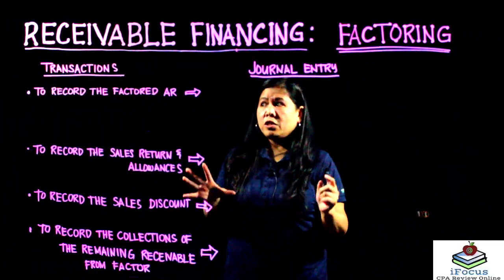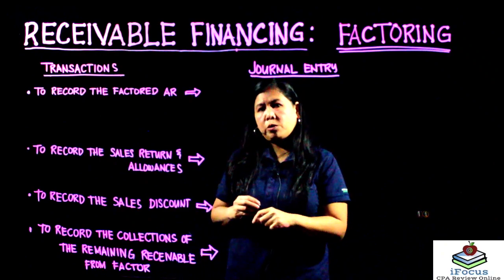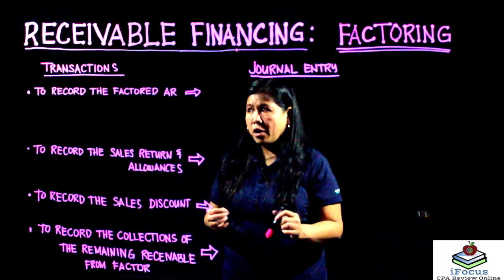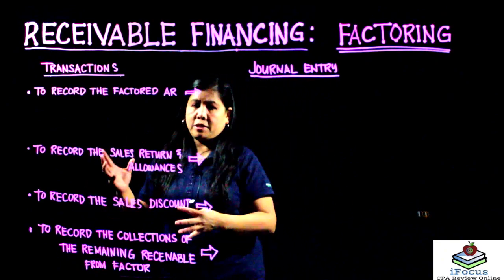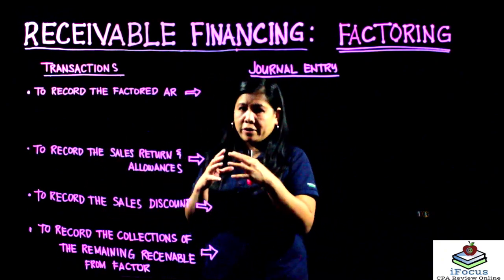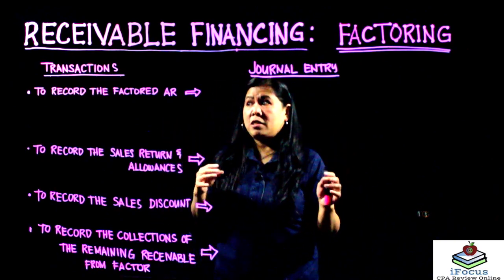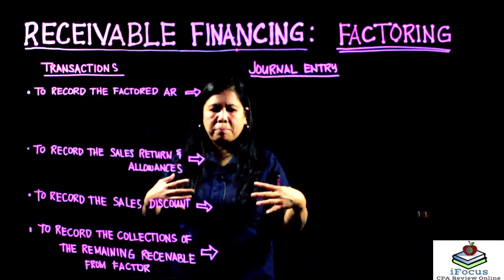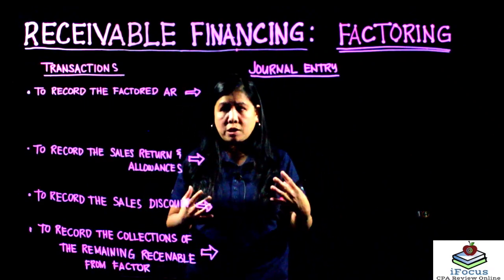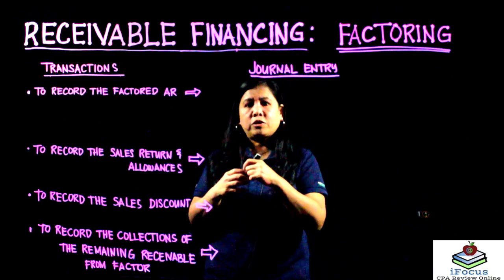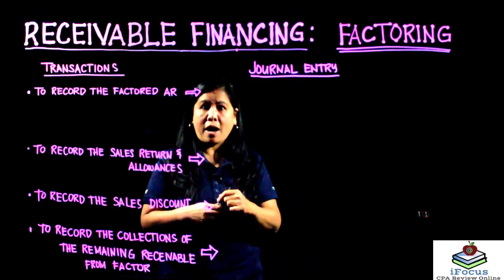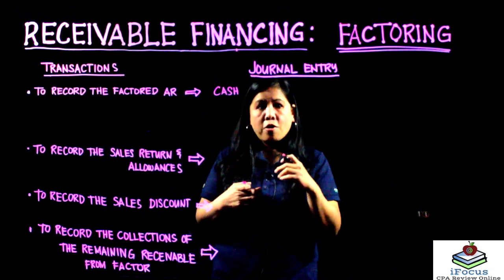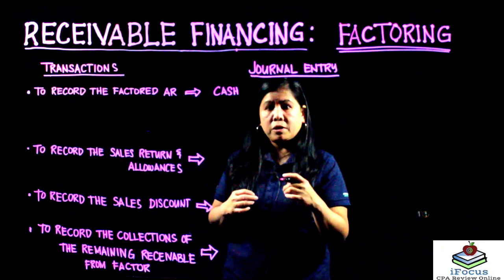Alright, these are the transactions that involve the factoring as a continuing agreement. Ito yung mga transactions na yan. Tapos, ang gagawin natin, ano ang mga entries natin sa mga transactions na ito? Alright, the first transaction, kapag nagbenta tayo ng ating accounts receivable, to record this factored accounts receivable, we debit cash kung magkano man yung cash na na-receive natin from the factor. Then, we debit our commission fee.